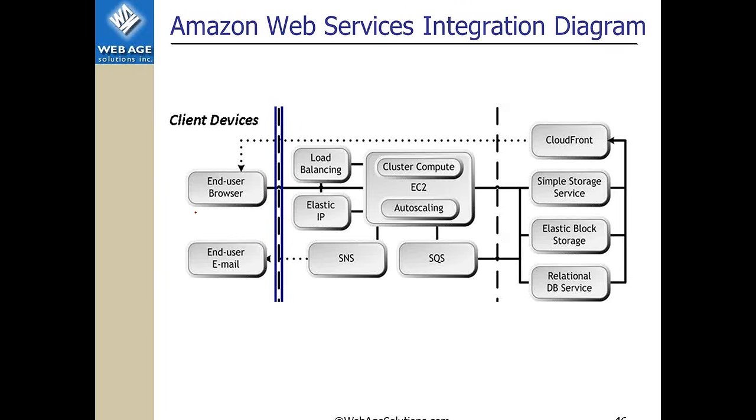So a client using a browser can connect to your services by using HTTP, HTTPS, and you would build your services by combining some of the components available in AWS. So you would leverage their load balancing facilities and elastic IP addresses, which help you to assign a public IP address to new services that you create.